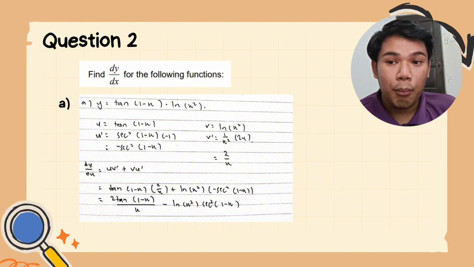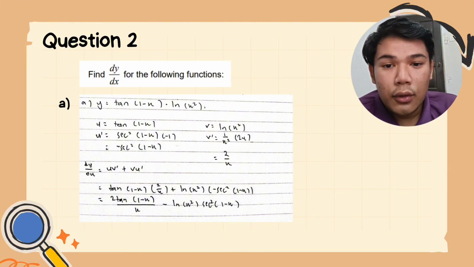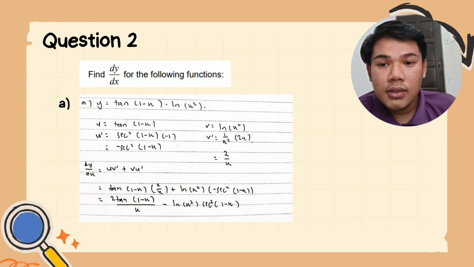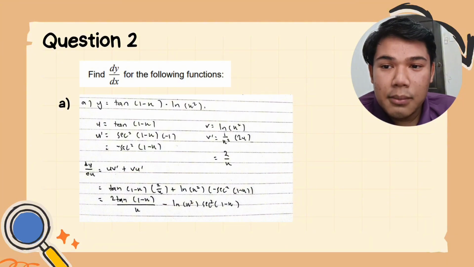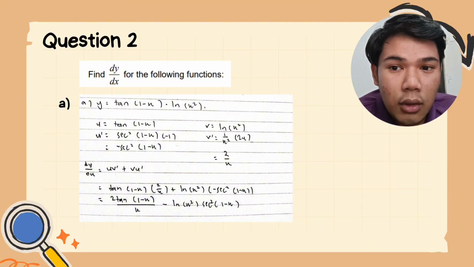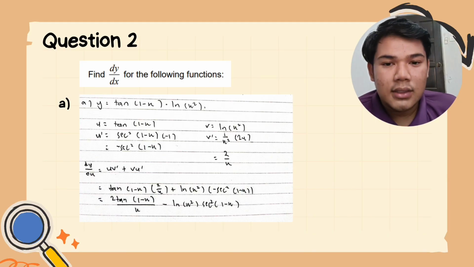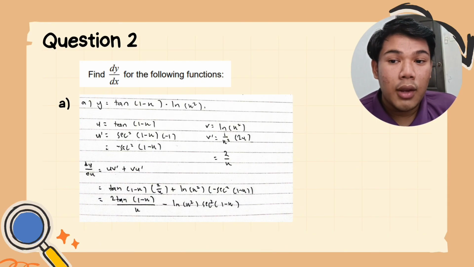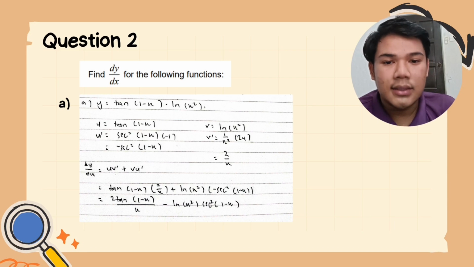Then we apply the product rule. The formula is dy over dx equals u times v prime plus v times u prime. Then we substitute: tan(1 minus x) times 2 over x plus ln(x squared) times negative sec squared(1 minus x). So we solve it, and the final answer is 2 tan(1 minus x) over x minus ln(x squared) times sec squared(1 minus x).